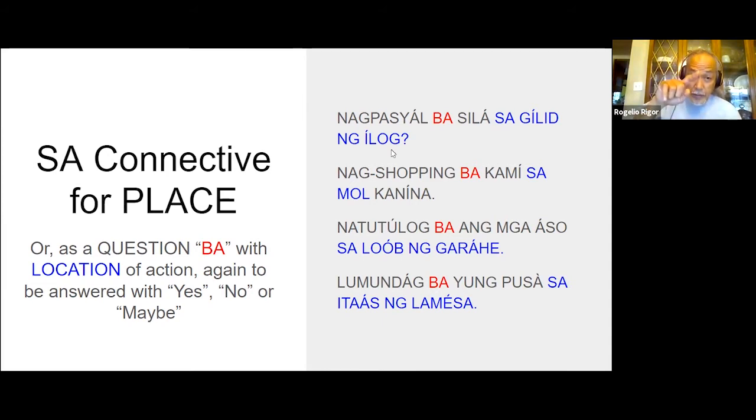If you can notice that the tone goes down. Nagpasyal sila sa gilid ng ilog. And that's saying it as a fact. Nag-shopping kami sa mall kanina. Going down. We went shopping at the mall earlier. But if you have the tone going up at the end, for example, nagpasyal sila sa gilid ng ilog? Ilog, going up. Nag-shopping kami sa mall kanina? That is a question. It becomes a question, okay? And you begin to see that Tagalog is very tonal, okay? And if it goes up, that means you are to answer it with a yes, no, or maybe.